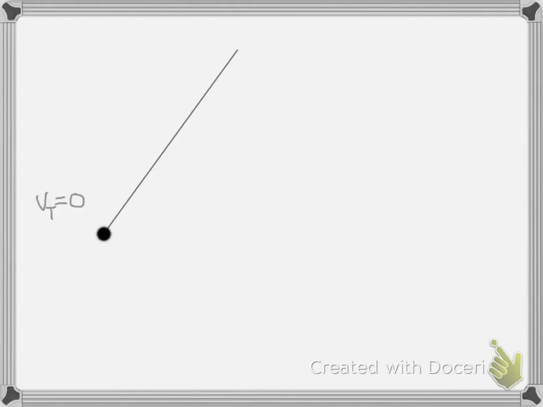At the very top of its path, we said the velocity was 0, and so the centripetal acceleration is 0. But it does have tangential acceleration, so its speed is going to increase. Now let's look at it at this point. It's swung a little bit.